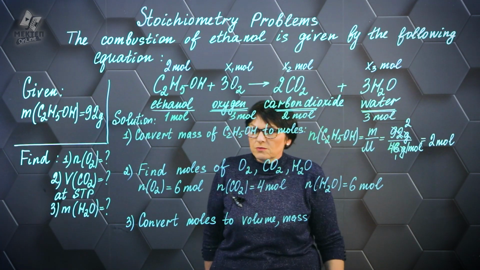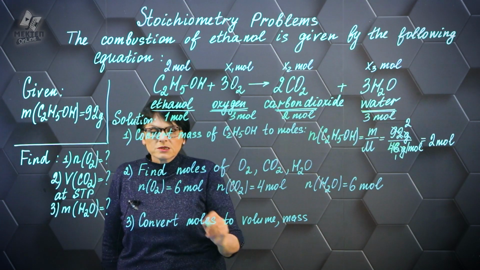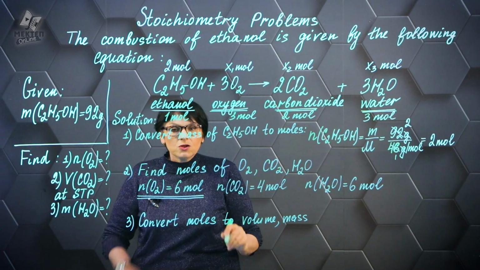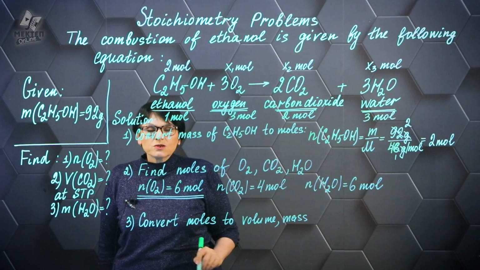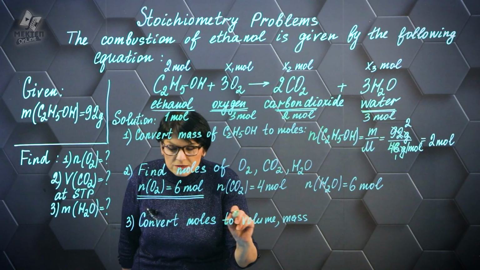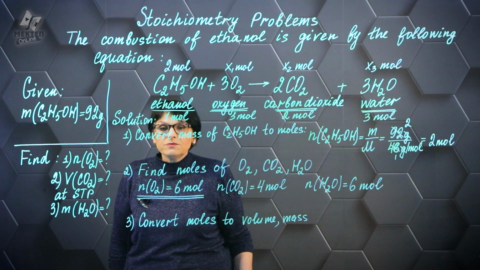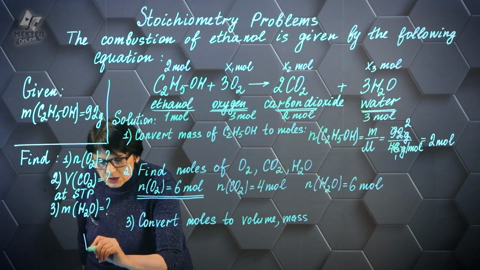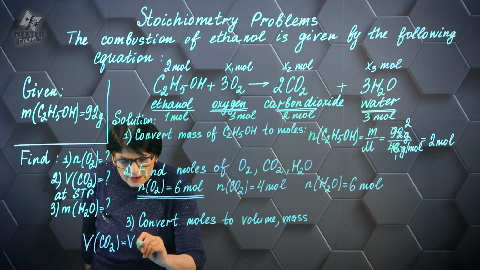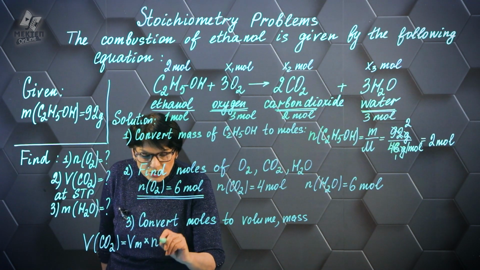Now next, let's see what was asked of us in the first place. We had to find the moles of oxygen. That's exactly what we found, that's our answer for oxygen. And now we need to find the volume of CO2. Next we need to convert the moles of CO2 that we just found into volume. In order to do that, we need to use the formula: Vm, the molar volume, multiplied by the number of moles of CO2.